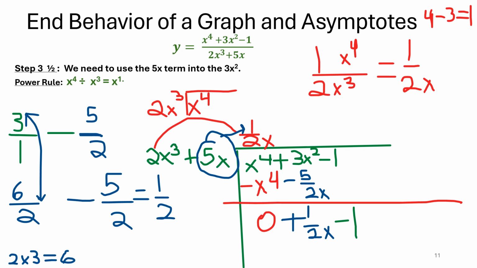5 halves stays the same. 2 is your bottom. 3 times 2 is 6. I put that here. 6 minus 5 is a half, so this is your answer. And it's a positive a half. This is a half minus 1. Unfortunately, we're not done yet.